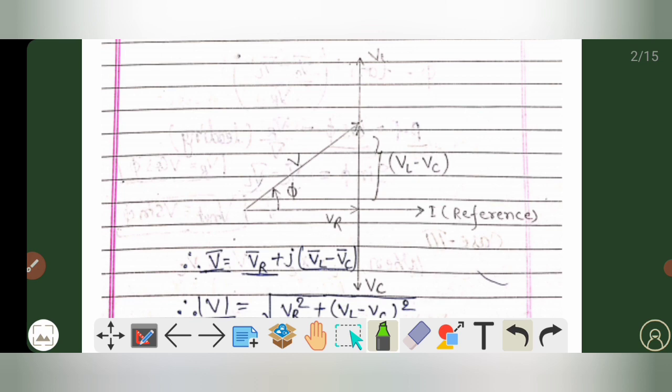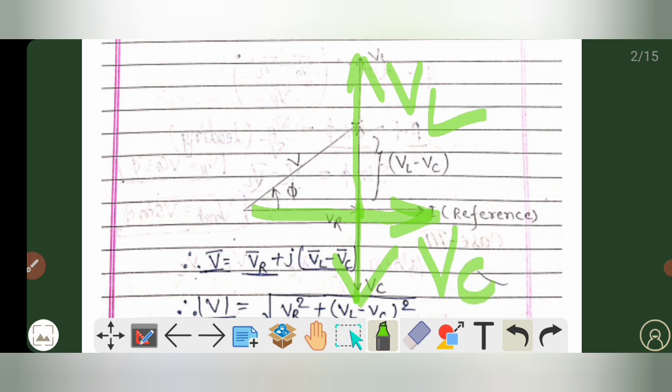Here, in a series circuit, as we know, we take I, the current, as a reference. In case of the inductor, this will be VL, the voltage across the inductor, because the voltage across the inductor leads the current by 90 degrees. And this will be VC, the voltage across the capacitor, because the voltage in case of a capacitor lags the current by 90 degrees.